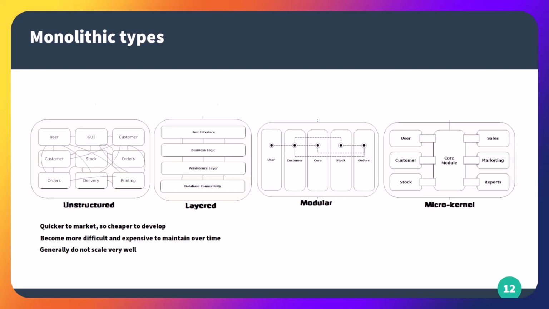If in doubt, stick to the modular monolith, unless you need the variable deployability options of the microkernel. Monoliths tend to be quicker to market, so cheaper to develop. They do, however, tend to become more difficult and more expensive to maintain over time. Like everything else, the more effort you put in at the start, the better it will be in the long run. Also, the monolith generally does not scale very well.